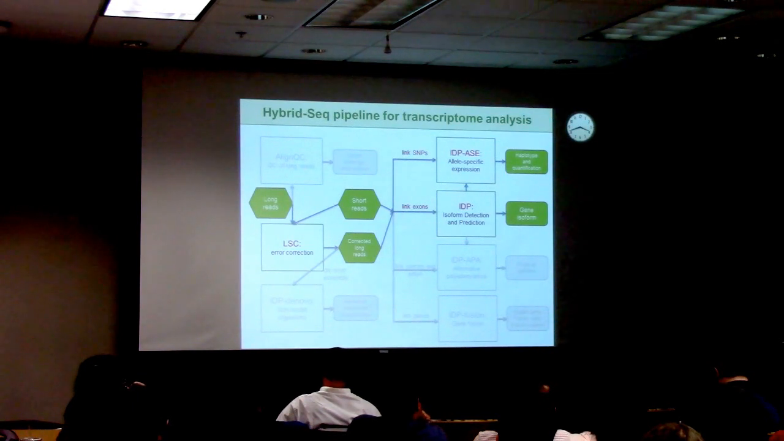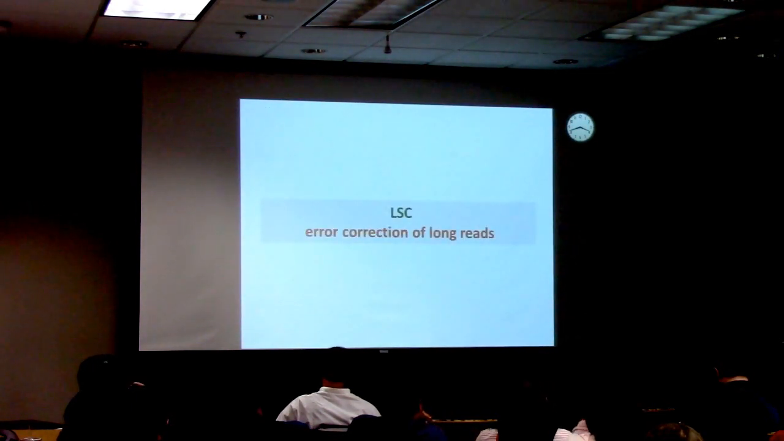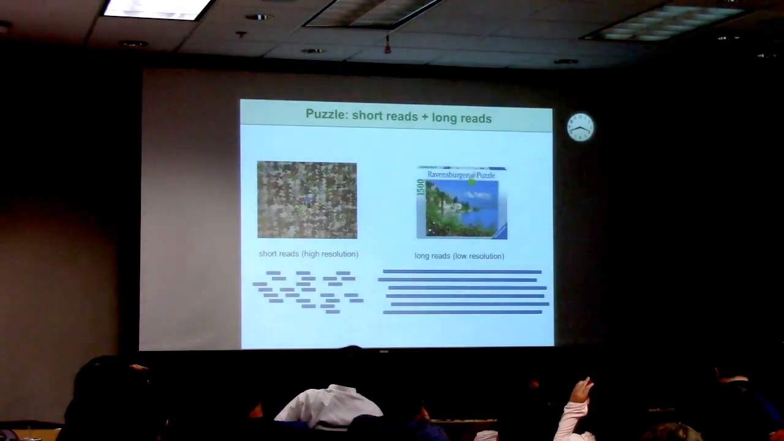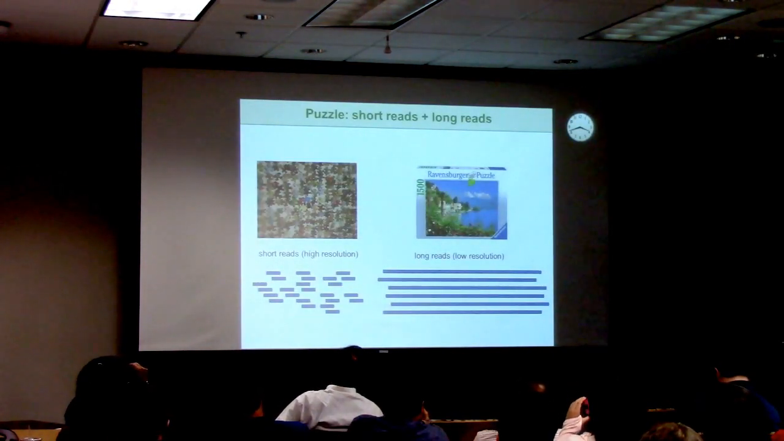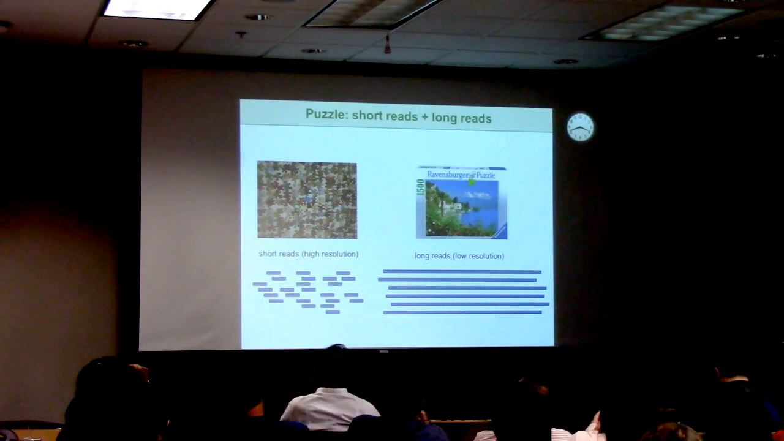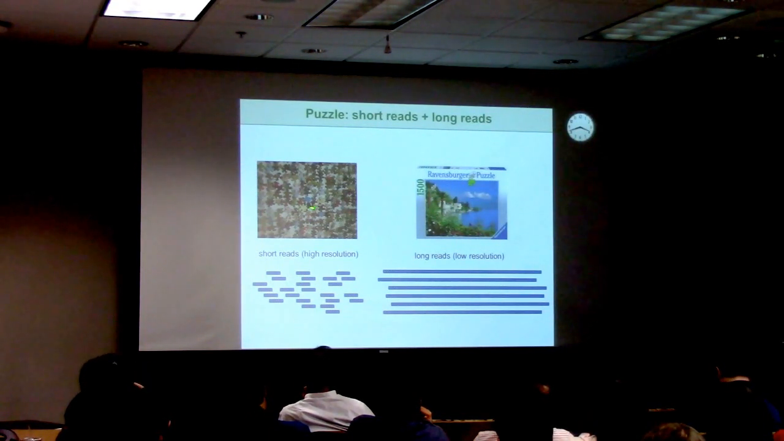So we only talk about these three. Okay, first, error correction. A 15% error rate is too high to be used. When we produce data like this, we have very high quality short reads and low quality long reads. It's something like a puzzle. When you open the box, you have very small pieces, but the resolution is pretty high, and on the top of the box you have a picture.